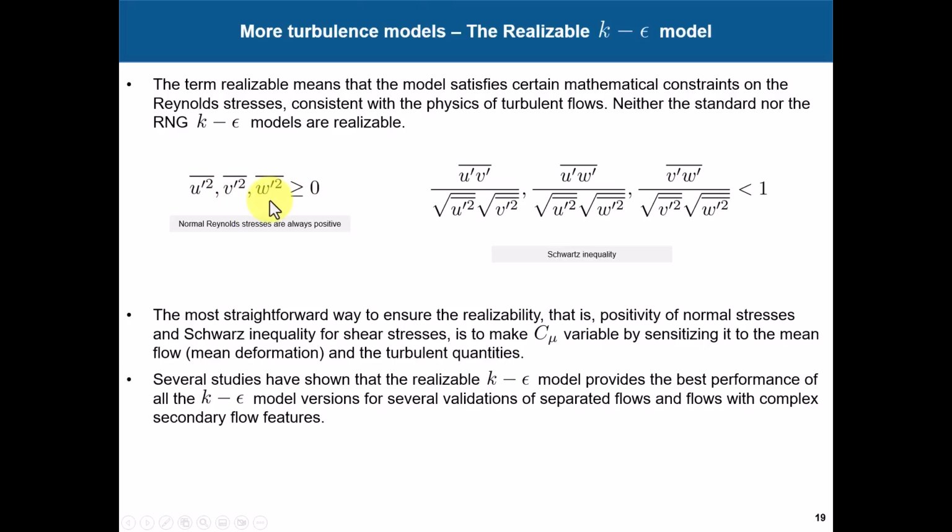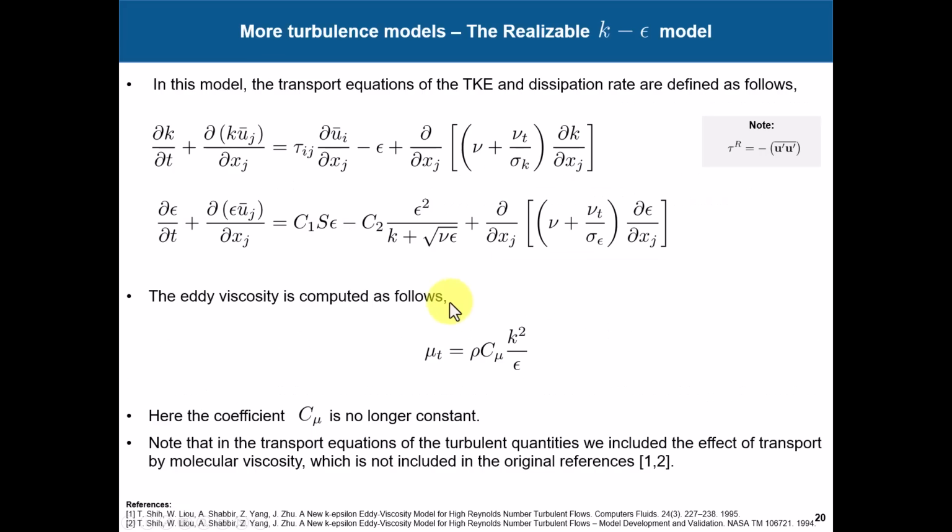Remember that we don't have any more exact equations. We are now modeling everything, so it might become negative due to modeling error. So now everything is being enforced. Also, they enforce this inequality. And that's it. So then we go to the governing equation.